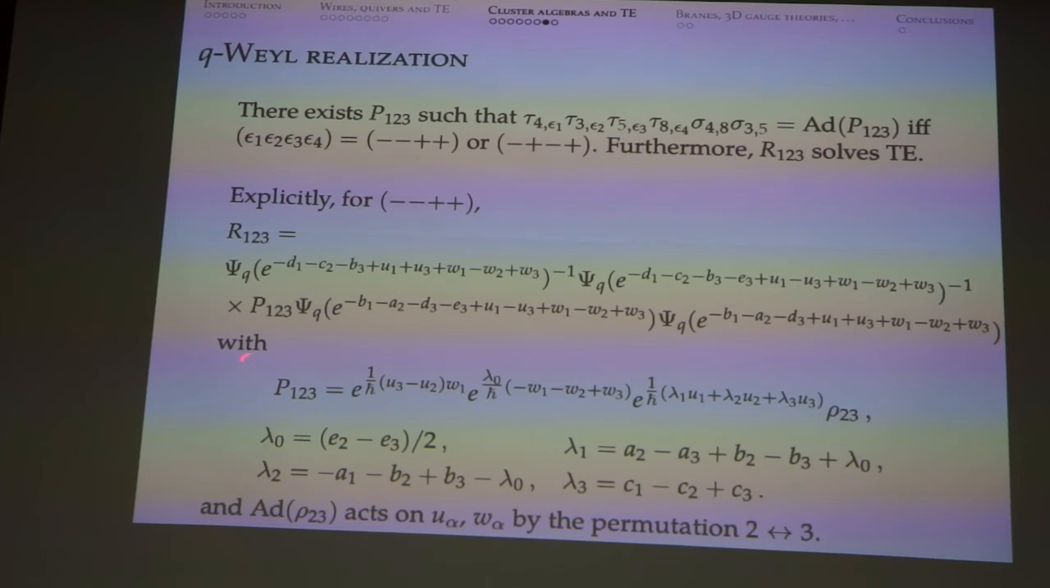Okay? And P1 to 3 is given by this. As you see, there's a permutation operator here, but there are some shift operators multiplying the permutation operator. And all those lambdas are some C numbers, linear combinations of the C number parameters I introduced before. Okay.